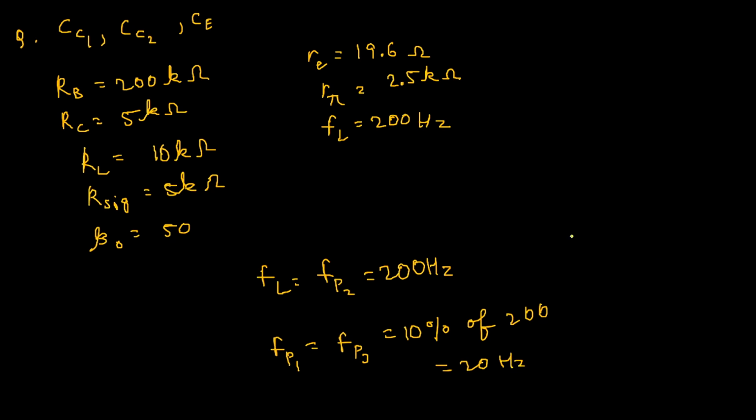So now we know the FPs, we know the frequencies, we know the break frequencies, and we need to find the capacitances. So we know that the relation is the frequency is equal to 1 divided by 2 pi into capacitance into resistance. So what we need to find is the equivalent resistances R1, R2, R3, and we'll be done. We can find each capacitance.